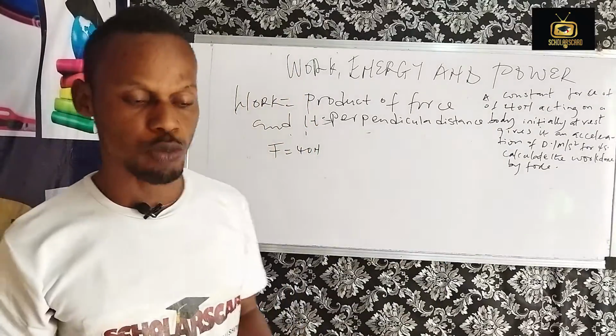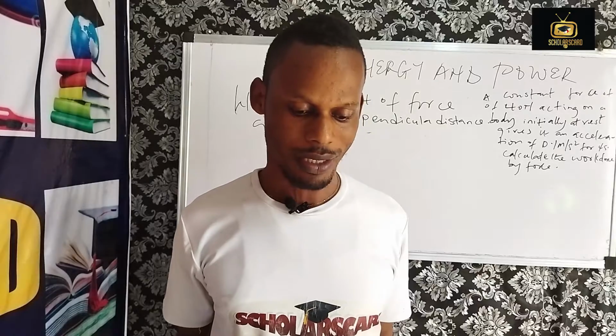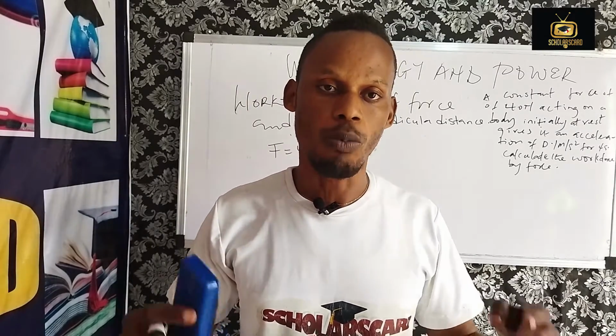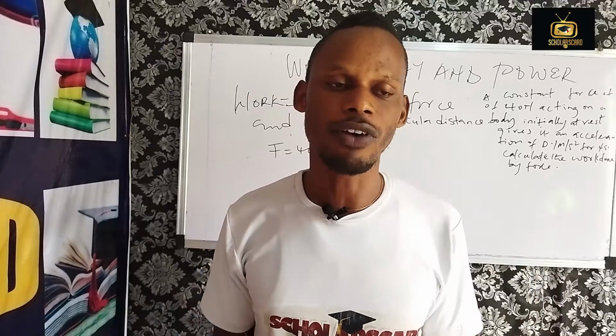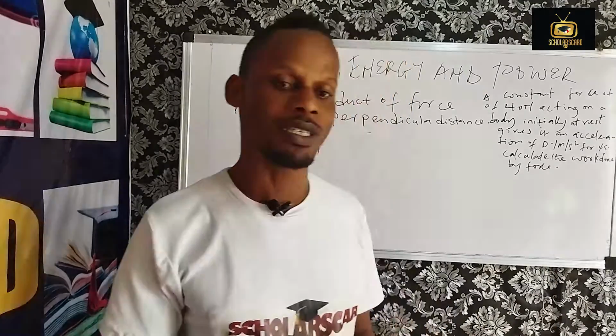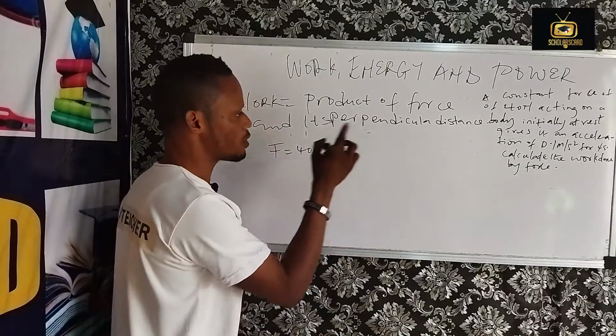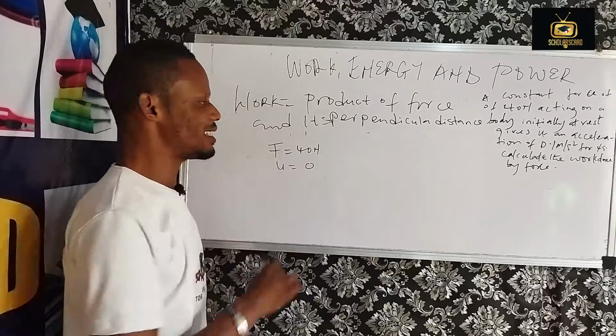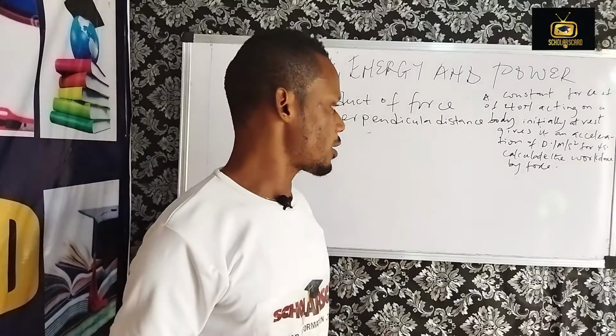Now, what we mean by a body at rest, according to motion: when a body is at rest, that means the body is not moving, which means its initial velocity is 0. Whatever object or body is not moving, its initial velocity is regarded as 0. So since the body is at rest, u is equal to 0. U means initial velocity. Are you getting it?